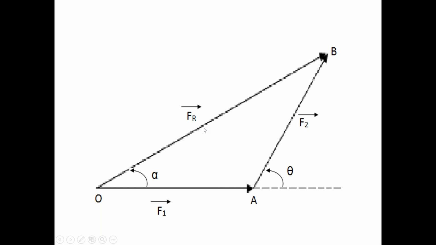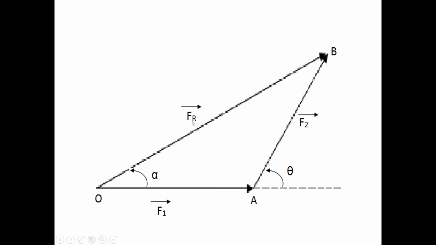We know that in this triangle law, the angle between the forces F1 bar and F2 bar is theta. Between the forces F1 bar and FR bar, take alpha as the angle. OA is equal to F1, AB is equal to F2, OB is equal to FR.